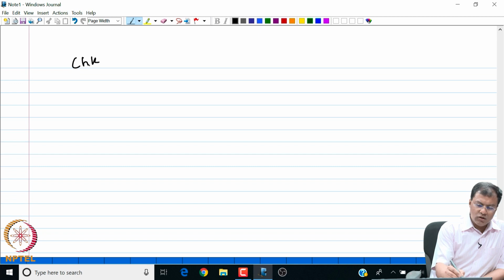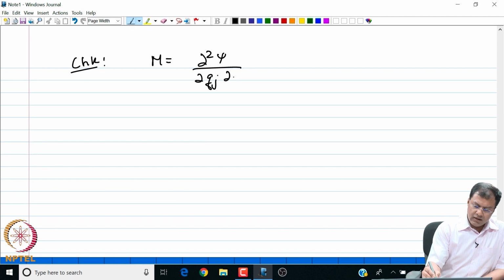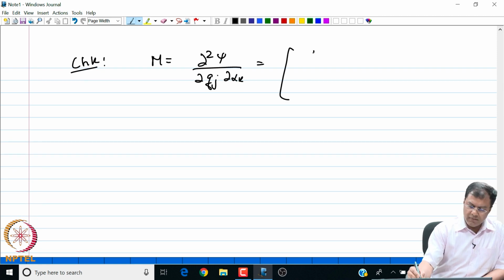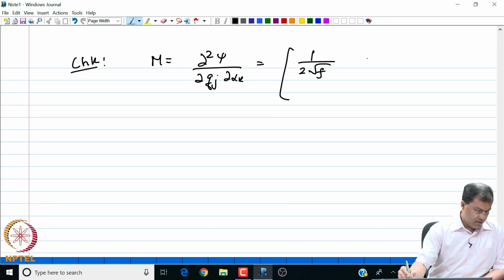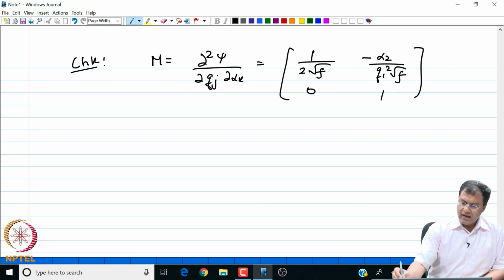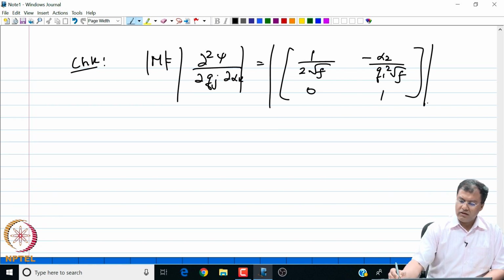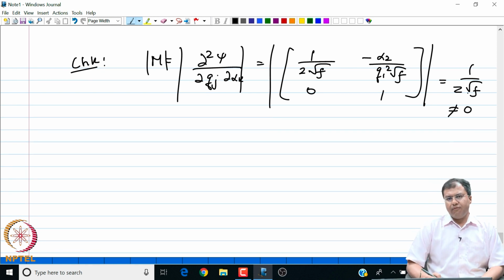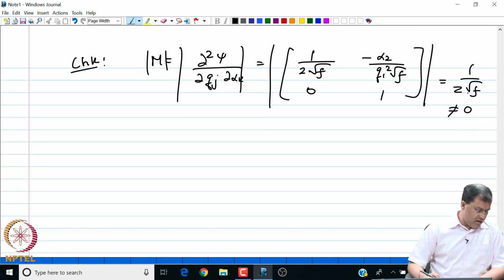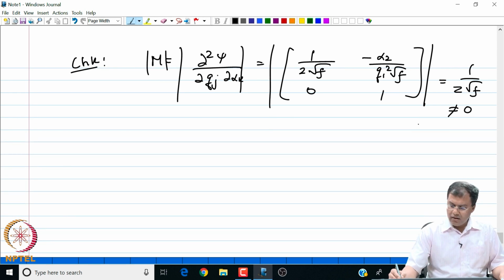So then all I do is check whether the solution is complete or not. Check this matrix, ∂²ψ/∂q_j∂α_k. I see that this is a 2D matrix, with entries 2 by square root f, minus α2 by q1 square root f, 0, 1, and the determinant of this is 1 by 2 square root f. This is not going to be 0, provided my function f is well defined, or positive.